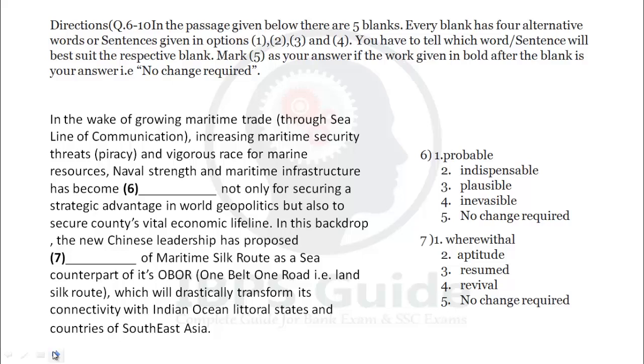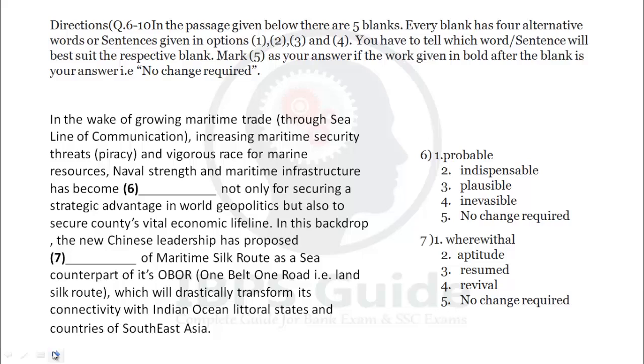In the passage given below there are 5 blanks. Every blank has 4 alternatives, 1 2 3 4. You have to tell which word and sentence will best suit in the respective blank. Mark 5 as your answer if the word given in bold after the blank needs no change required. So if you think there is no change, so has become, you can keep it as it is. And if we feel we have to change, we choose the correct option from these options.